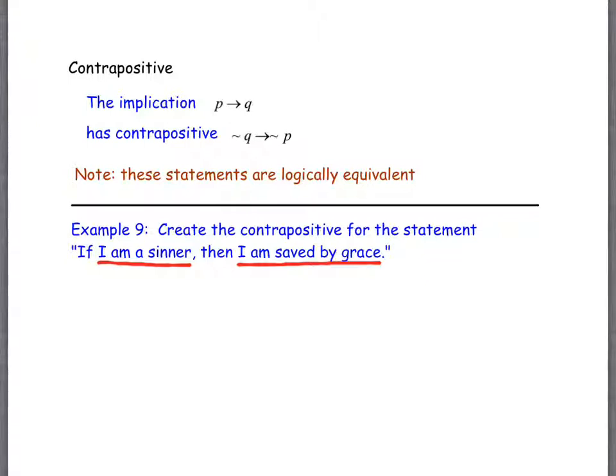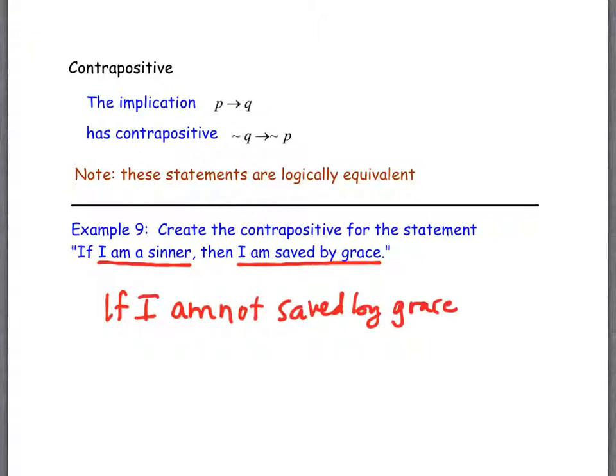I have to negate them. So instead of it saying I am saved by grace at the beginning, what will it say? If I am not saved by grace, what happens next? Put the word then, and then I negate the other piece, and you guys are already telling me that, which is what? Then I am not a sinner. And that is logically equivalent. That's like saying, if I were perfect, I would not need grace. You and I both know that we can't be perfect. But that's the logical equivalent way to write that using the contrapositive.